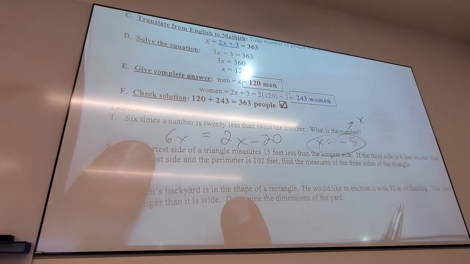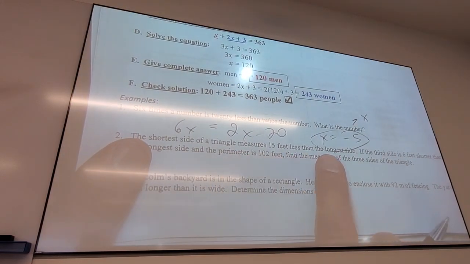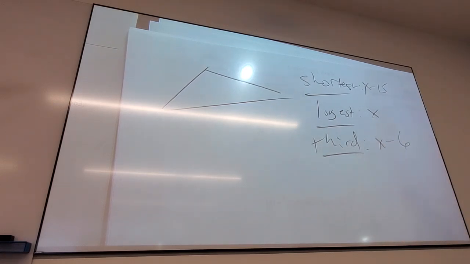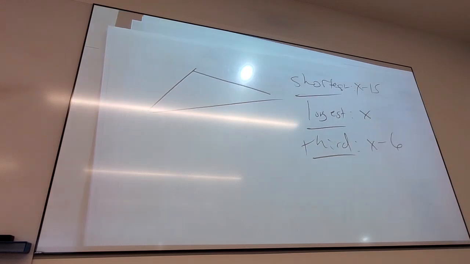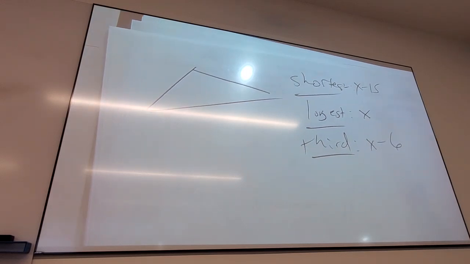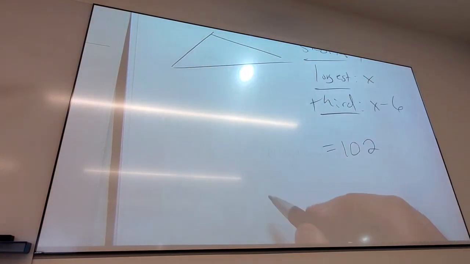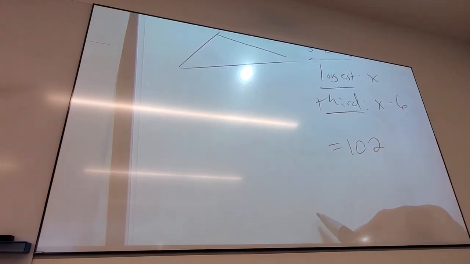So what's the shortest side then? X minus 15. And what's the third side? X minus 6. Yeah, X minus 6. I love it. And then what ties those all together? 102. Yeah, I get a perimeter of 102. And of course, perimeter is just add up all the sides. There's no perimeter formulas to ever memorize. It's just add up all the freaking sides. Perimeter kicks ass.